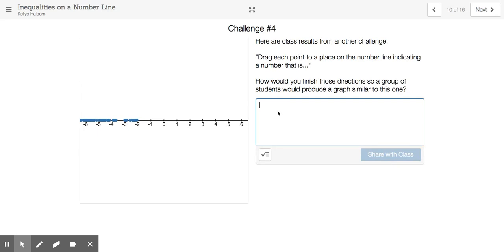For slide 10, here are class results from another challenge. Drag each point to a place on the number line, indicating a number that is blank. I see them going to the left, so it's probably less than, and it looks like the cutoff is -2. Again, I can't really tell if it's equal or not, so I'll put 2 options.